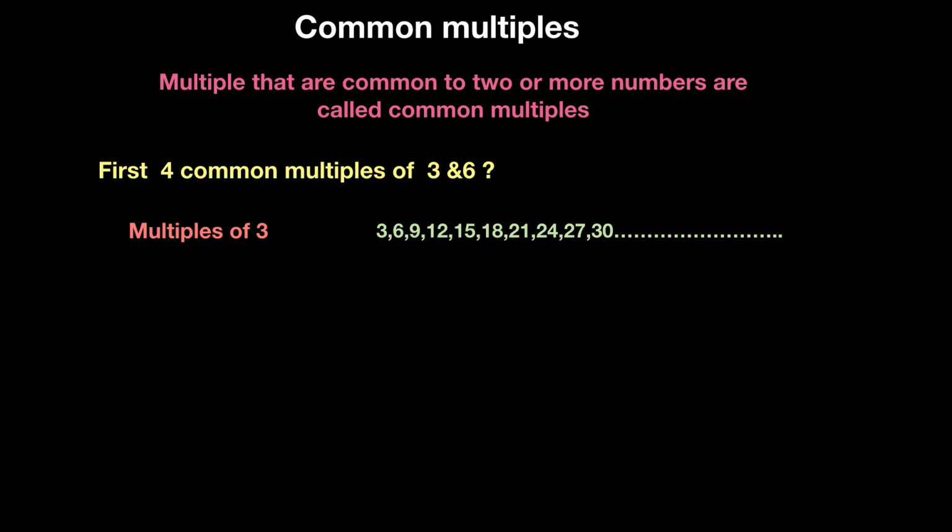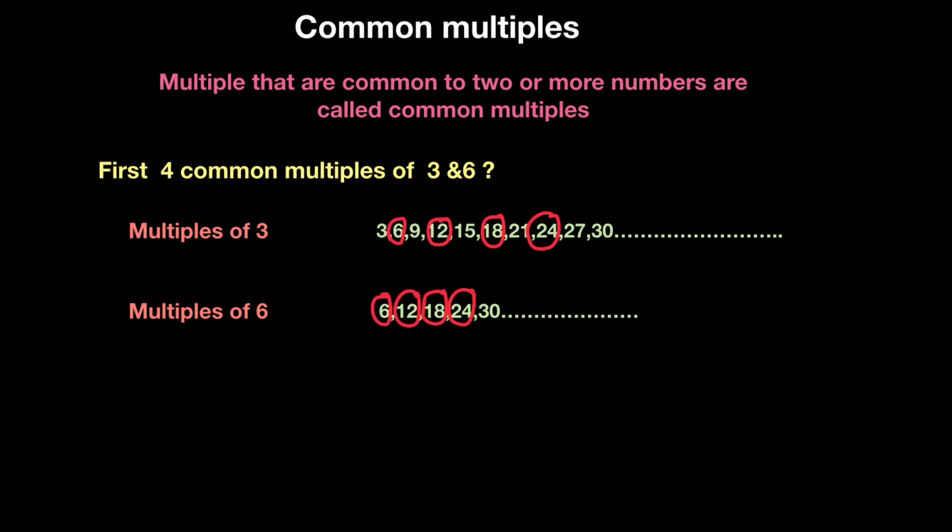Then write multiples of 6. Multiples of 6 are 6, 12, 18, 24, 30, and so on. Then find out which numbers are common among them. The common numbers are 6, 12, 18, and 24. These are the first four common numbers. So, the first four common multiples are 6, 12, 18, and 24.